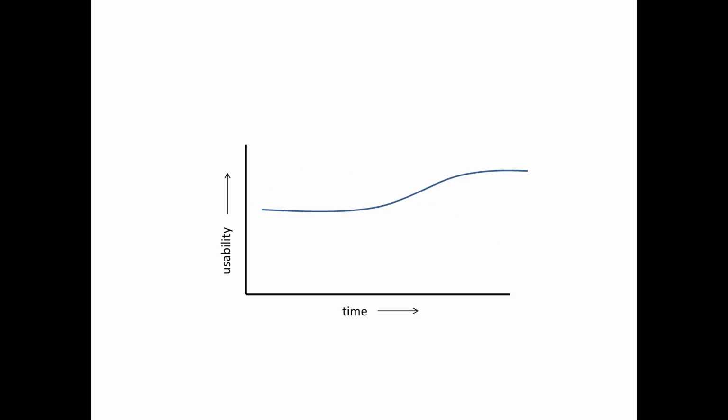Okay, so we have the first curve, and this is the normal one that you expect just intuitively. Here's the one that I talked about, related to something where the usability increases quite a bit over time. And then here's that oddball one where it goes up and then it goes down.